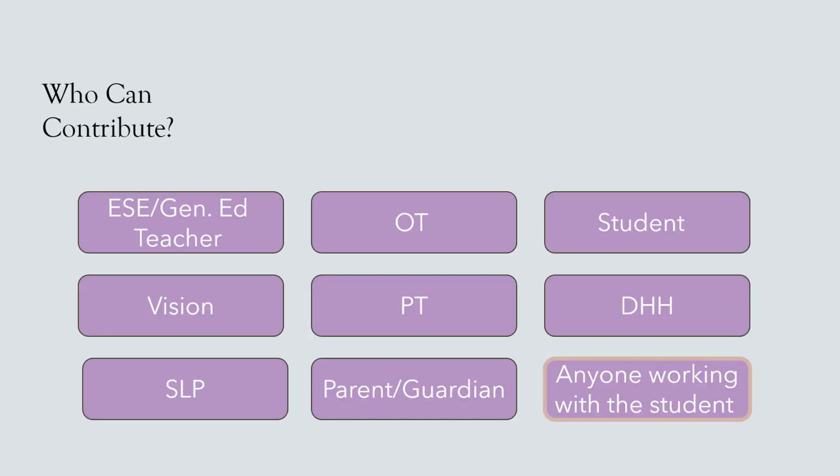So who can help you determine switch access and build switch skills? Well, you have your teacher, whether ESC, ESE, or Gen Ed. OT is very important for switch placement and possible student movements. Sometimes the student can voice an opinion. Your vision teacher and PT can definitely assist with positioning and seating. And you might need your DHH teacher. Definitely you, the SLP. Parents and guardians will know about their student, and in addition, really anyone working with the student, especially the MBA or para.